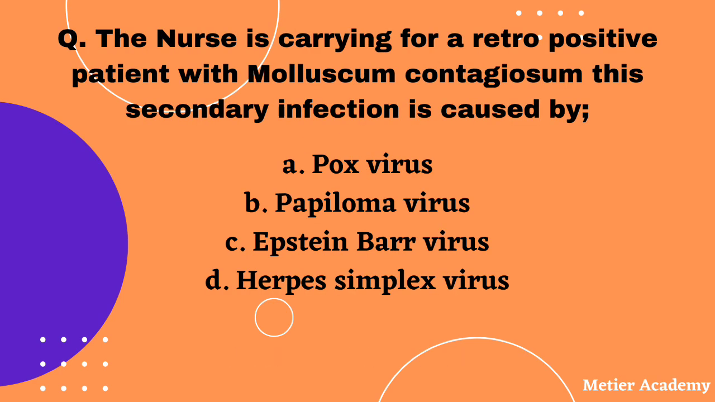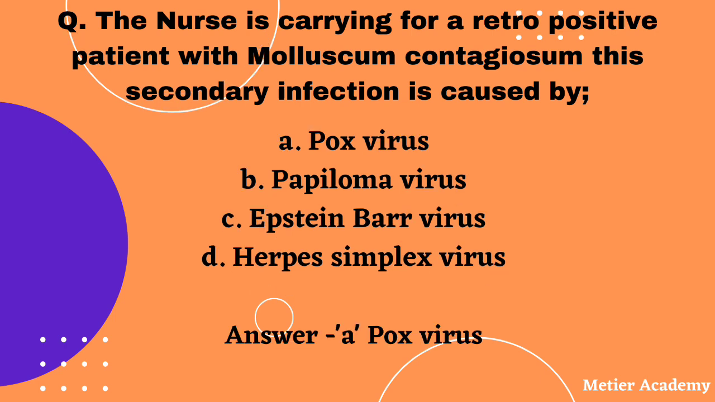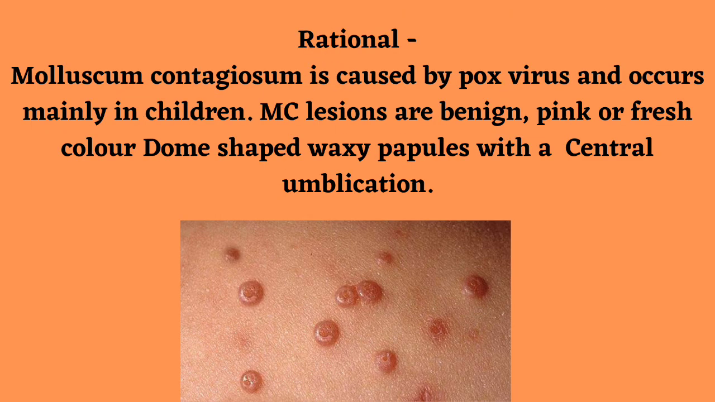The nurse is caring for a retropositive patient with Molluscum contagiosum. This secondary infection is caused by. Options are pox virus, papilloma virus, Epstein Barr virus and Herpes simplex virus. And here the correct answer is option A, pox virus. The rationale is Molluscum contagiosum is caused by pox virus and occurs mainly in children. And these lesions are benign, pink or flesh color, dome-shaped waxy papules with a central umbilication. You can see very well in this image.